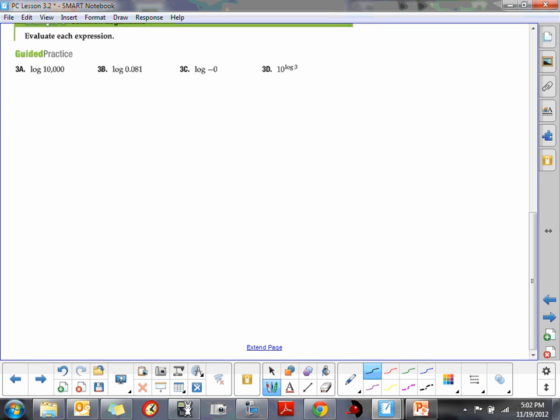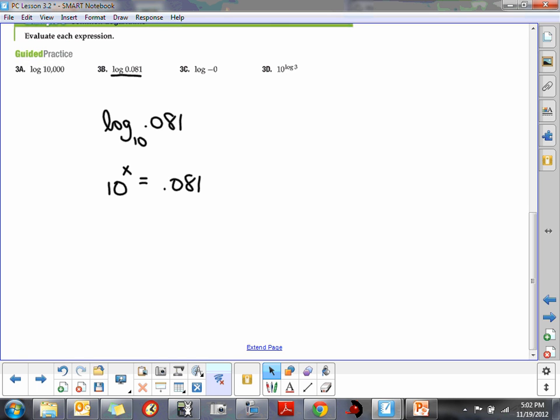In example 3b, take the common logarithm of 0.081. Now this is a log of base 10, so 10 raised to some power has to give me 0.081. Now that one is a little bit out of control, because there's no way we're going to change 0.081 into a base 10 number without the use of technology.